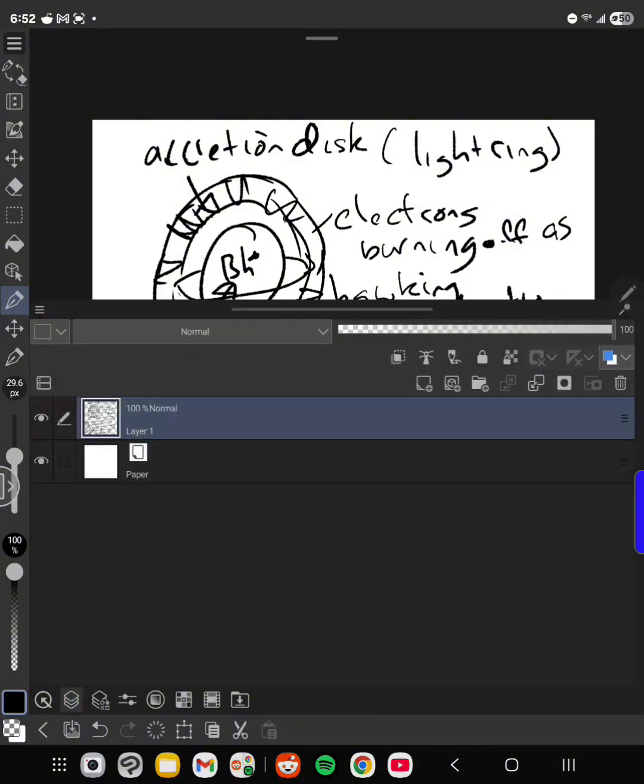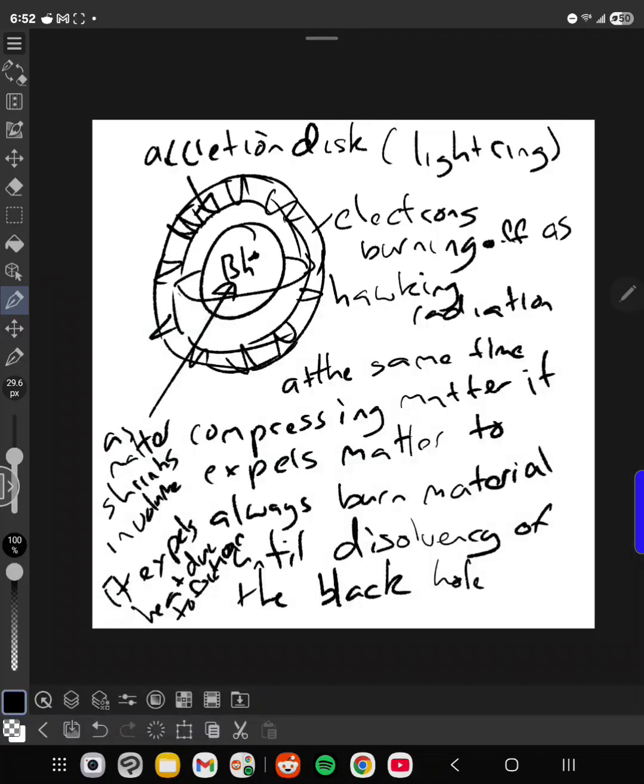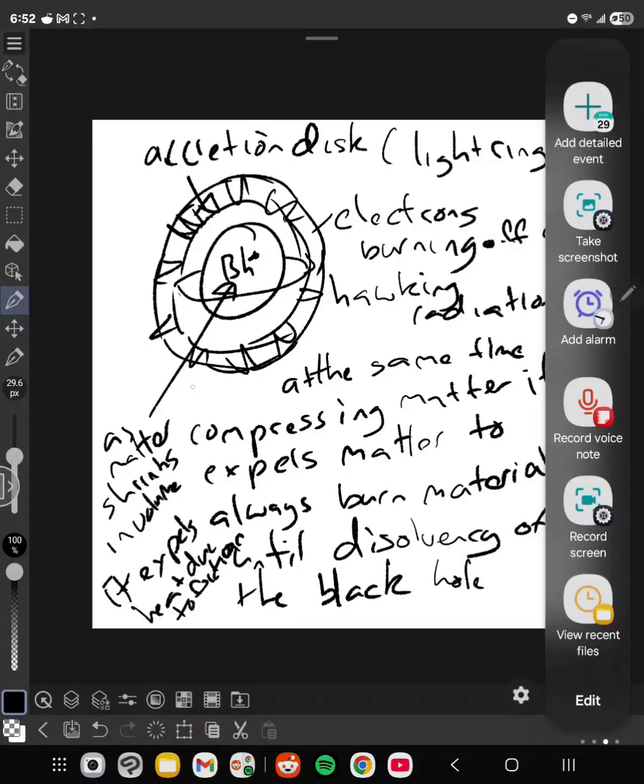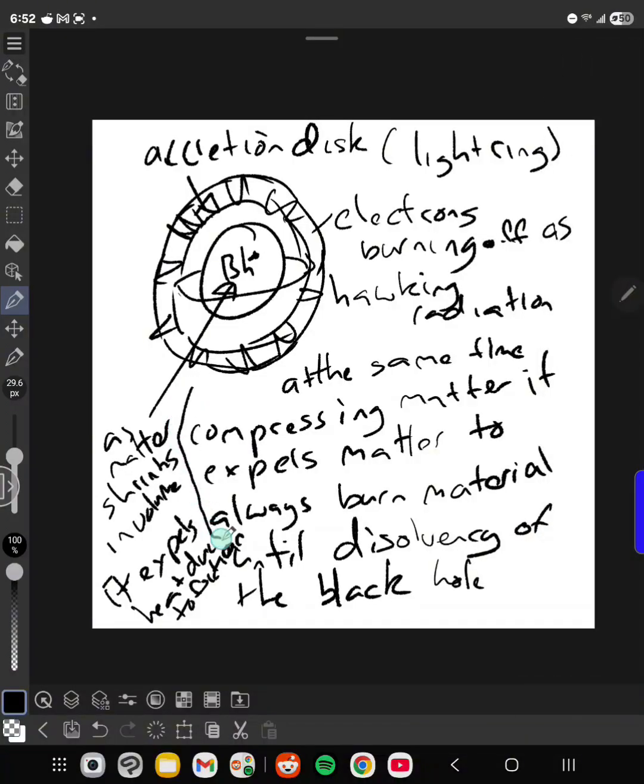So let me just make a new layer real quick and explain what I've got on this one, just to make sure I have it explained. So electrons burning off, Hawking radiation, yep. At the same time, I hope it's easy to read. It's not easy to read. Same time, let's put a line here. At the same time, compressing matter, it expels matter to always burn material until dissolvency. Oh man, it's a mess. Until dissolvency of the black hole. All right.